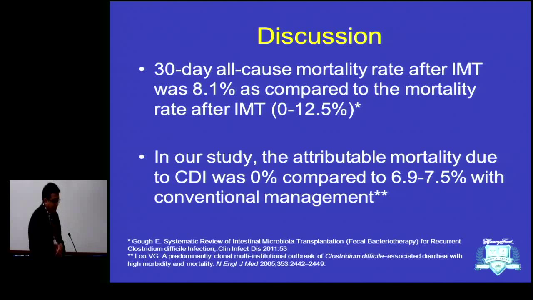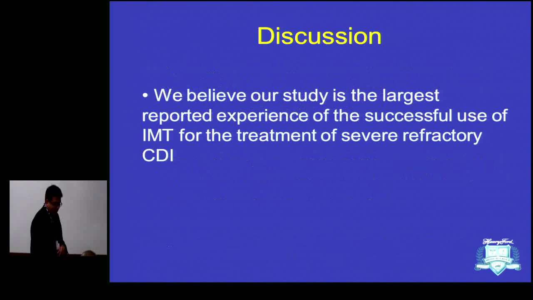So the 30-day all-cause mortality was about 8%, compared to about 12.5% reported in the literature. But if you look at attributable mortality to CDI, it was zero compared to 6.9 to 7.5% with conventional management. Plus, we have the largest experience of successful use of IMT in the treatment of severe refractory CDI.